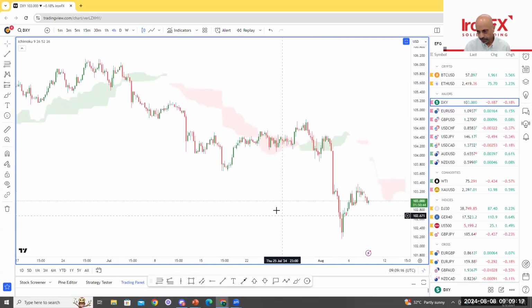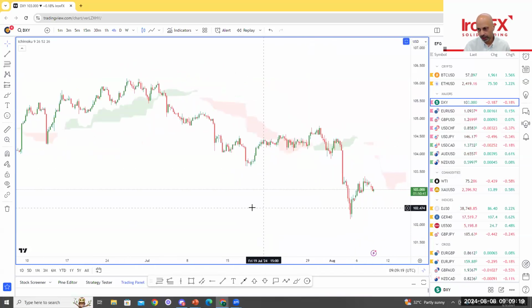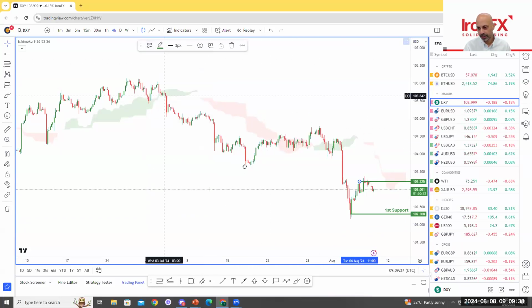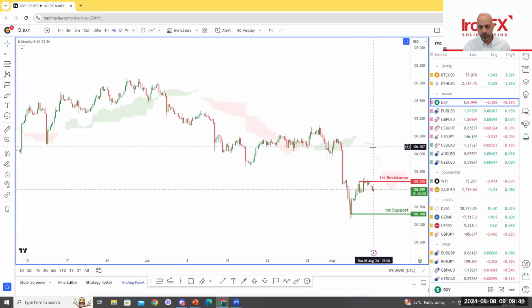Right, so when you look at it on the 4-hour time frame, clearly the first support for the dollar index is at 102.30, and the first resistance is at this pullback level here. There's a nice pullback resistance level at 103.22. And we can also see that the Ichimoku cloud has turned red, right? And with the dollar index trading underneath the red Ichimoku cloud, this indicates a strong bearish momentum as well. So the bias for the dollar index is to the downside.